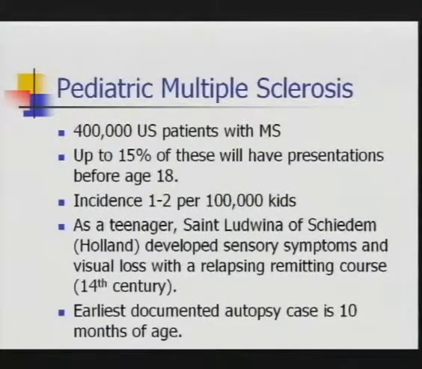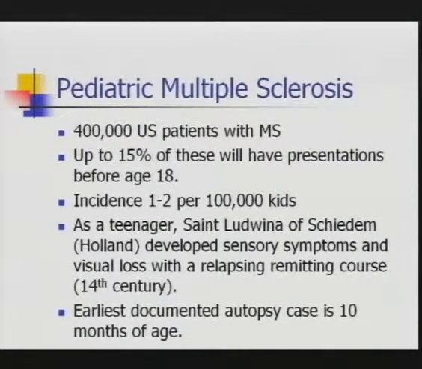So pediatric multiple sclerosis, there's roughly 400,000 patients in the United States with multiple sclerosis, and somewhere in the range of 10 to 15% of them will have presentations under age 18, and most of those kids tend to be in the teenage population. Very, very uncommon. It was actually recognized in the 14th century in Saint Ludwina, who I don't know, but evidently she was in Holland, and she had both visual symptoms and sensory symptoms with a relapsing remitting course. So it's actually described in the early literature of the Middle Ages.